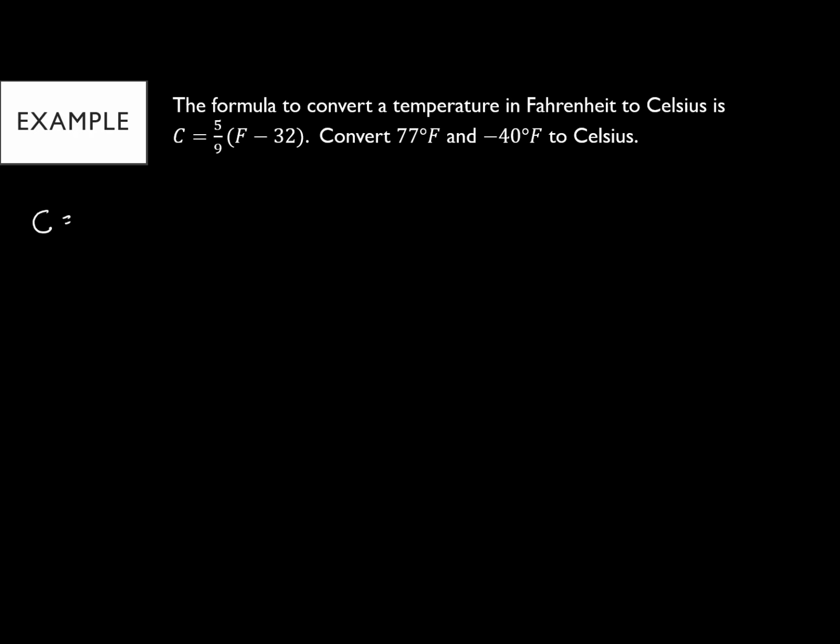So we'll start with 77. I'm going to be replacing F with 77. And order of operations says I need to do that subtraction inside the parentheses first. So 77 minus 32. So that gives us C equals 5/9 times 45.